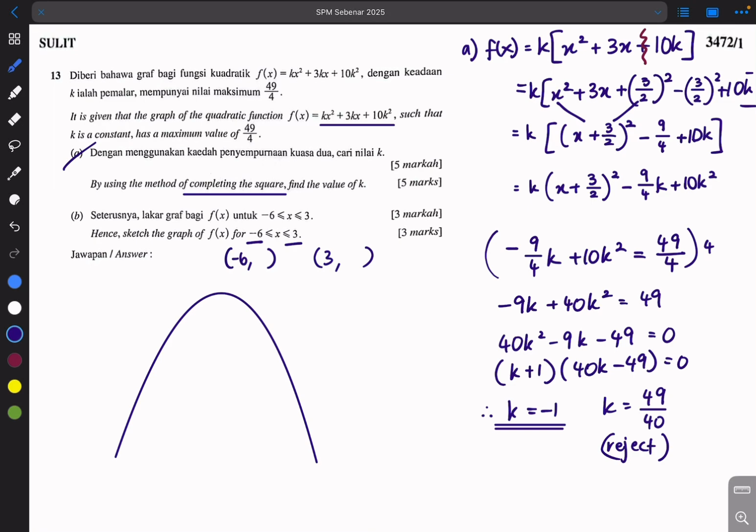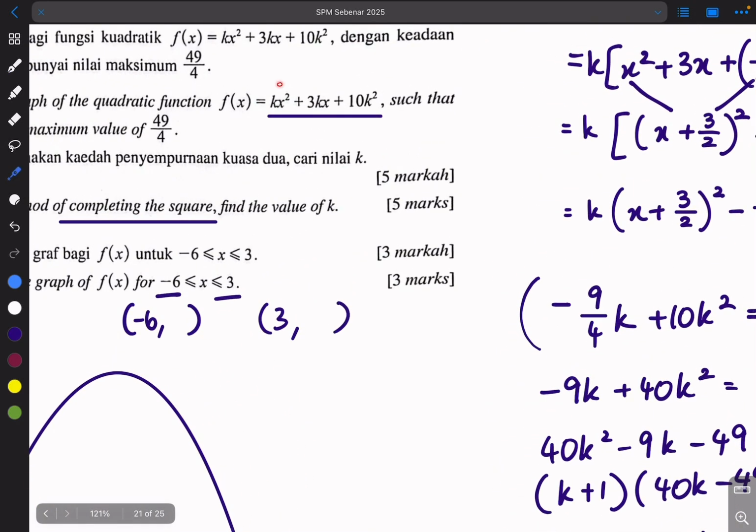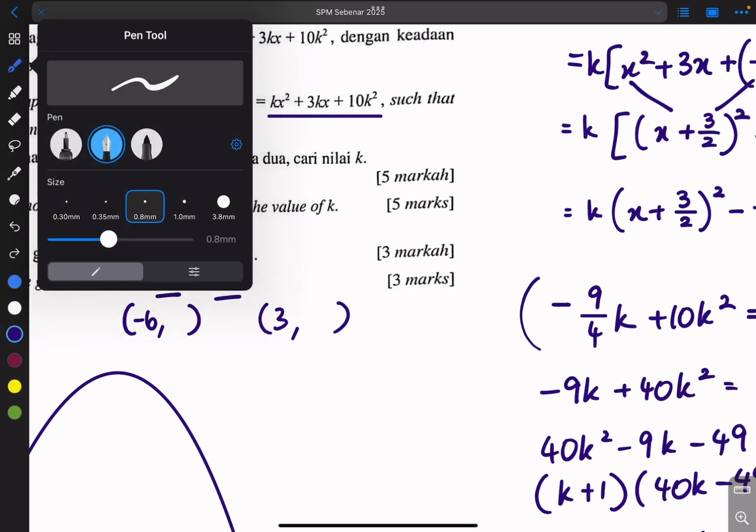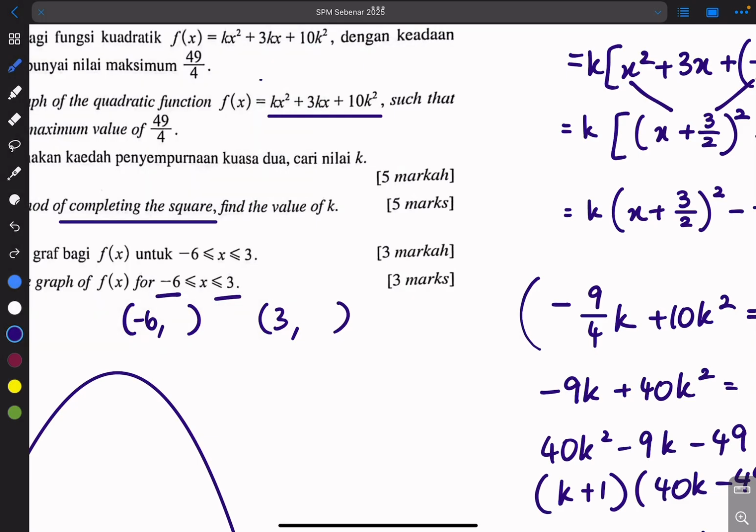How to find out? We must put it back into this equation. Since now we know k is negative 1, our equation would be negative x square. 3 times negative 1 would be negative 3x. 10 times negative 1 square, negative 1 square is 1, so 10.